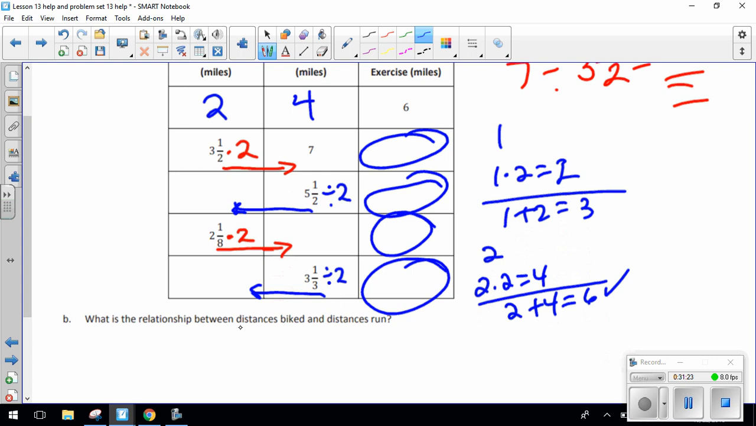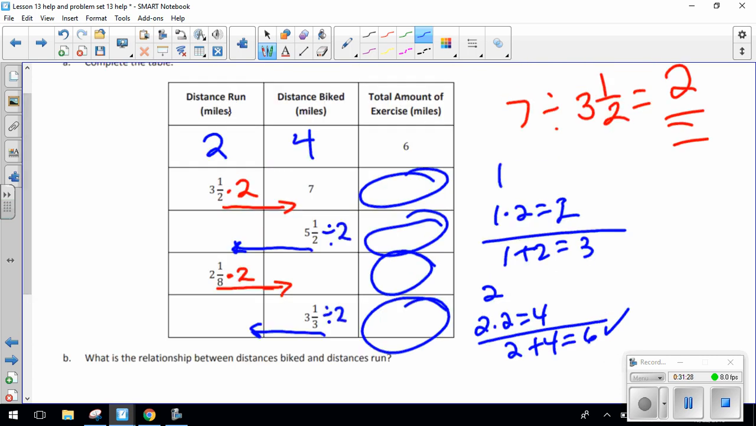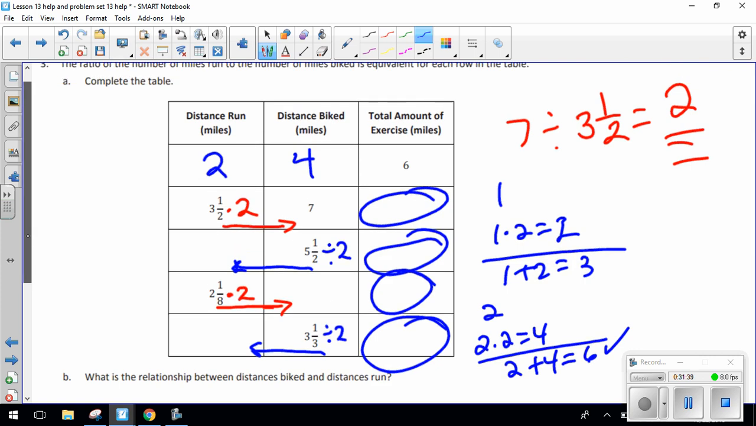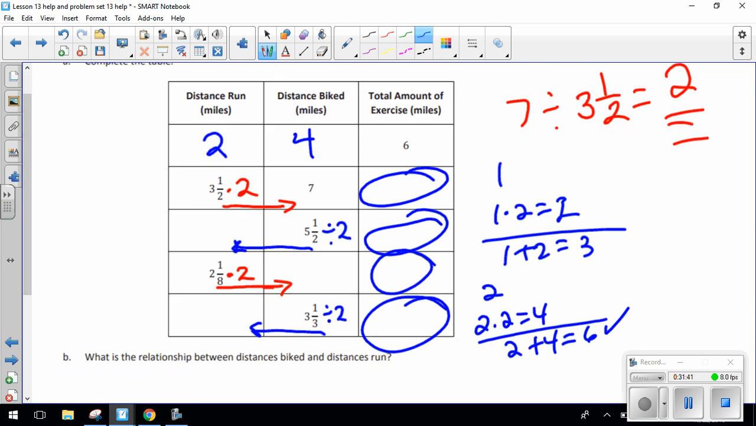What is the relationship between the distance biked and the distance run? Who's more, the distance we run or the distance we bike? How much more is this bike distance? Think about what the factor is. Think about what the unit rate is. Think about what K is. Our formula will be y is equal to 2x. This would be x, this would be y. So what I'm asking you is, what's the relationship? Who's bigger? And tell me how much bigger.